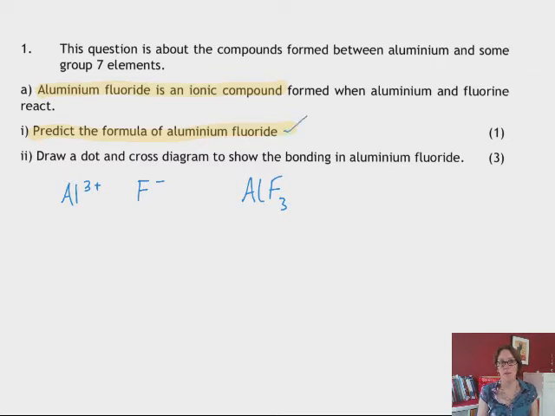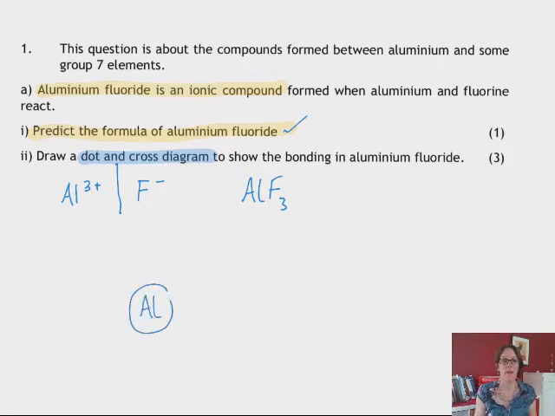Part 2, we now need to draw a dot and cross diagram. So when we're doing an ionic dot and cross diagram, I want to make sure we think of the particles as being separate from each other. So we're just showing what the ions look like. We're not trying to draw a molecule here, so we're not trying to keep them close together.